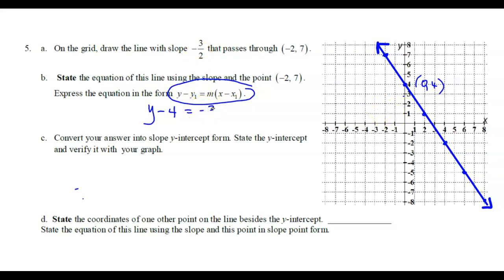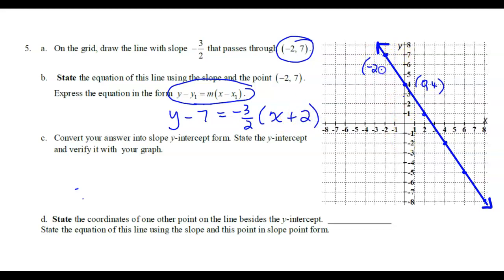Oh, sorry. Actually, let's use the point that was actually given to us. I was skipping ahead in my head. Okay, so y minus 7 equals -3/2 times x plus 2. So -2, 7 was up here. We didn't need the graph, right? If we were given a point and the slope, we can just come up with the equation.